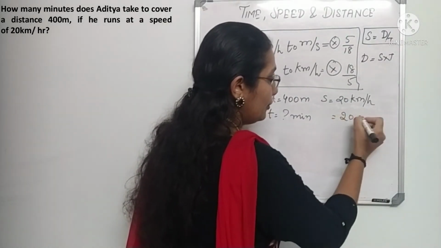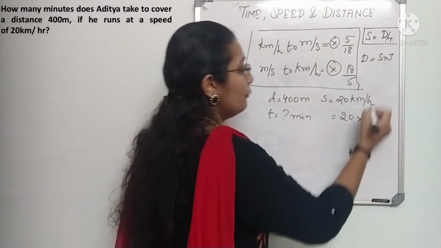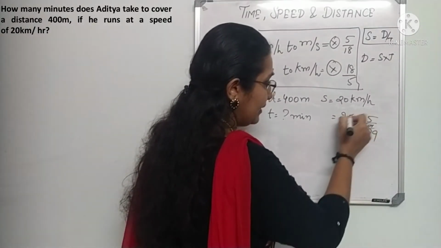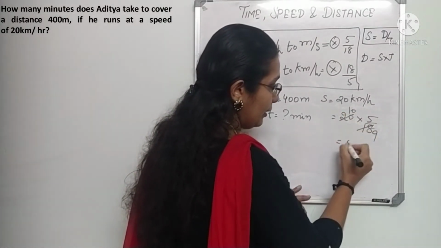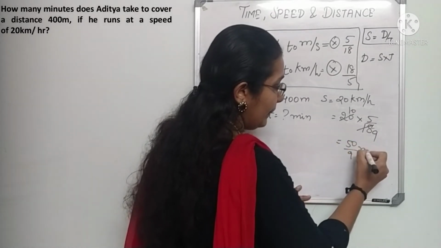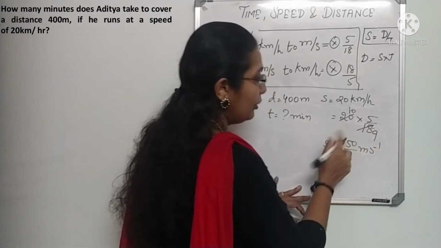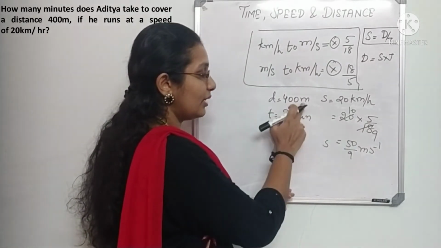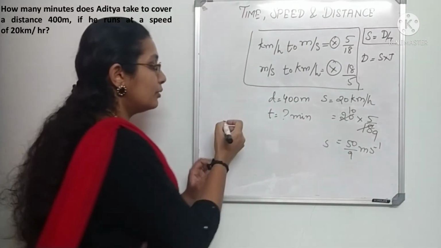How will you convert? 20 into 5 by 18. 2 9s are 18, 2 10s are 20, which is equal to 50 by 9 meter per second. So, now you have converted your speed to meter per second. Now you have same units, right? Meter and meter. So how will you proceed?